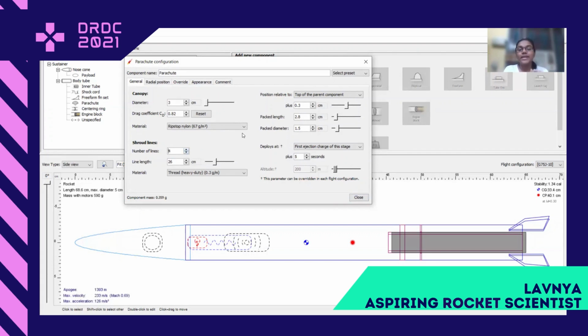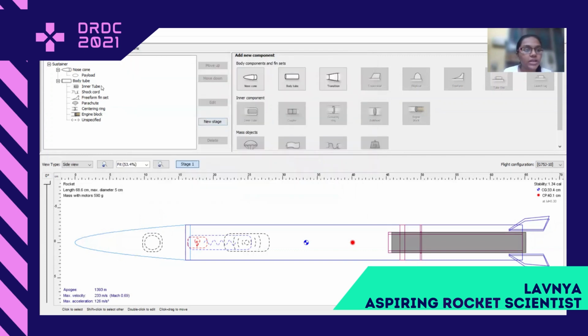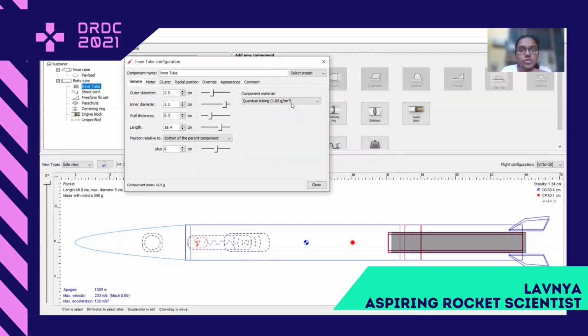The drag coefficient provided here for this parachute, my recovery system, is 0.82. Next, we'll go to this inner tube. Just to affect the weight of the component, the total rocket component, I have given quantum tubing. It is also said to be quite good, or we can go ahead with any other wood types. I would also change it to maple. Maple is also a good component material.